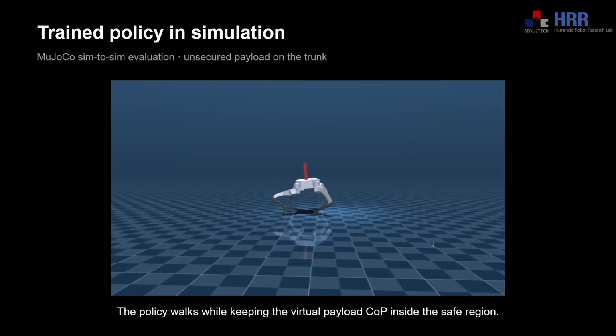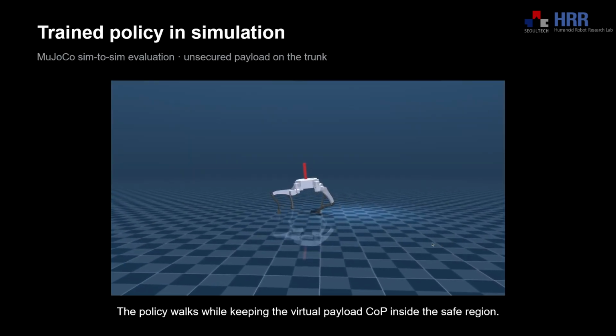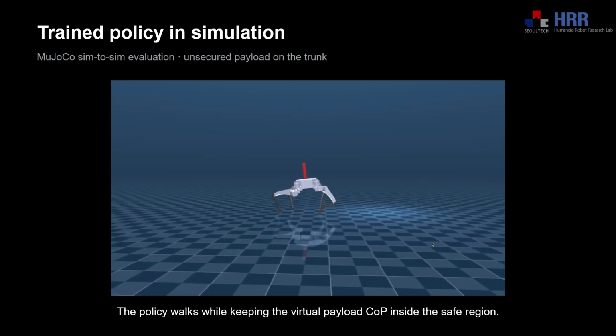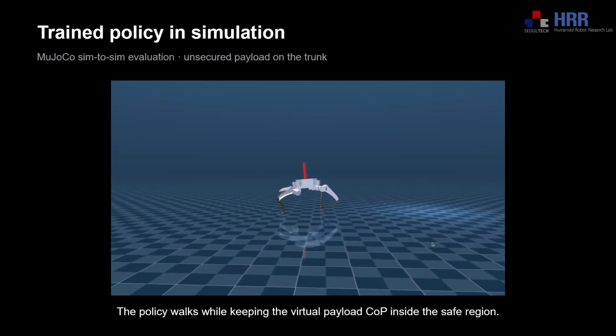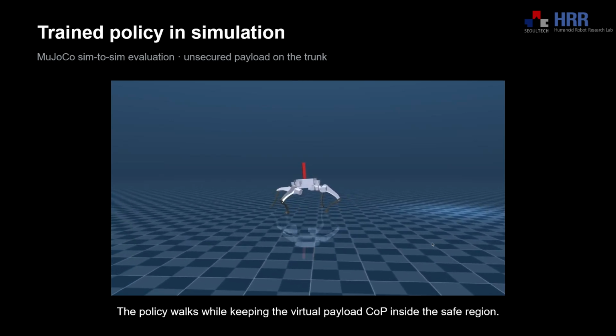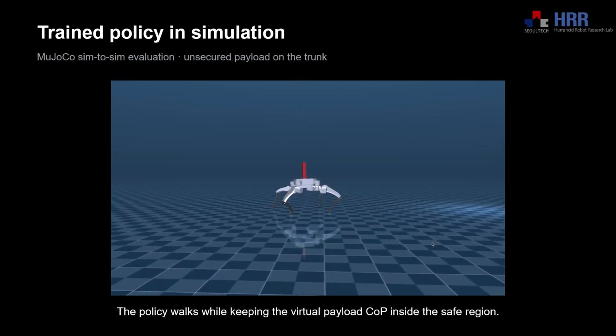The trained policy was first evaluated in simulation. It tracks the commanded velocity while adjusting the trunk attitude during acceleration and deceleration, and the virtual payload center of pressure stays inside the safe support region.